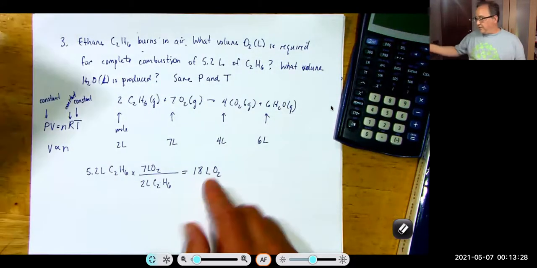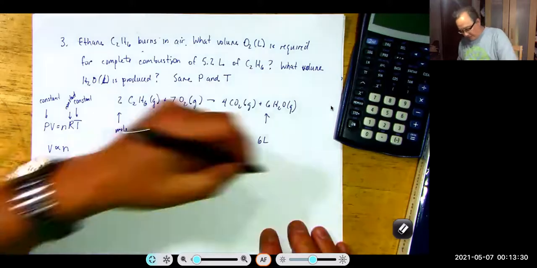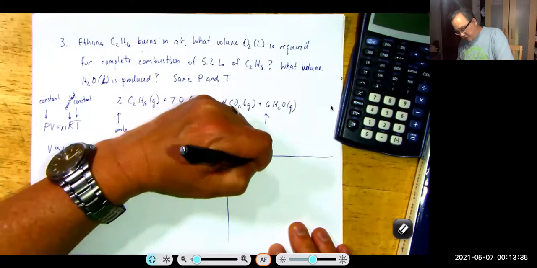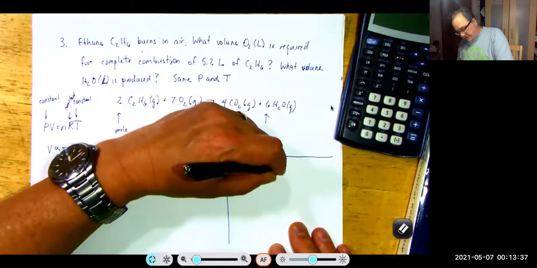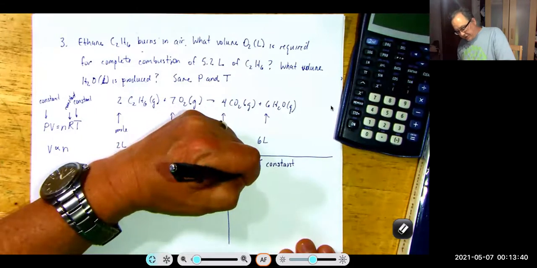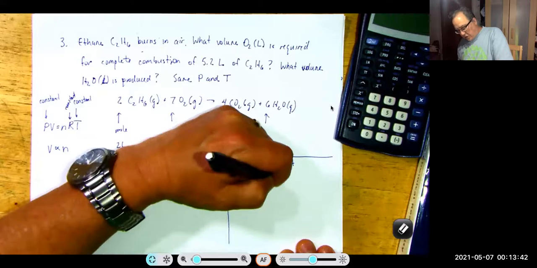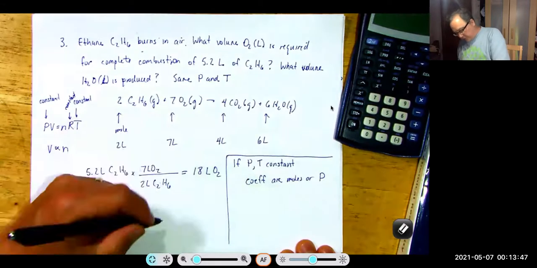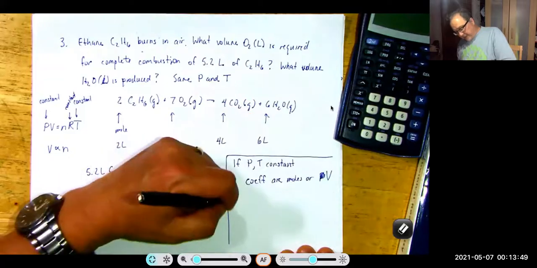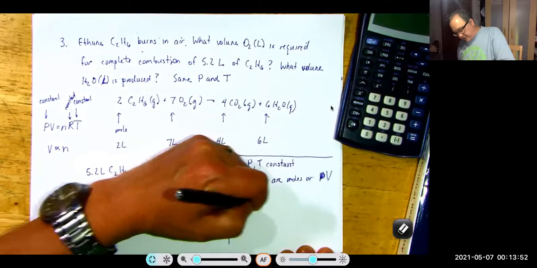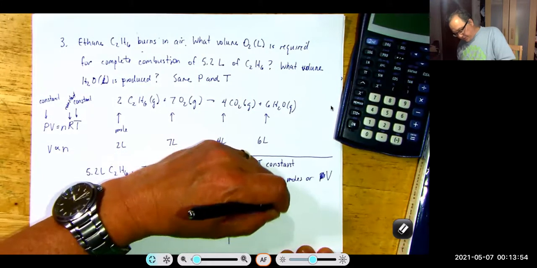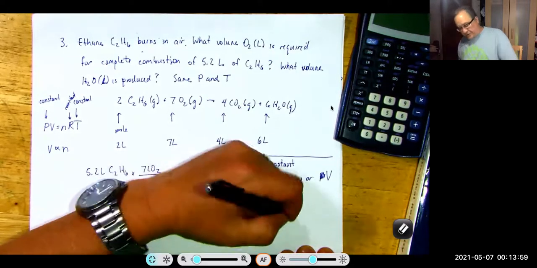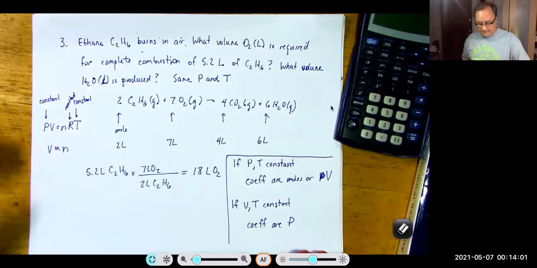So what's the lesson you want to learn here? It's pretty simple. If the pressure and the temperature are constant, the coefficients are moles or volume. And if the volume and temperature are constant, then the coefficients are going to be pressures. So you can work that either way.